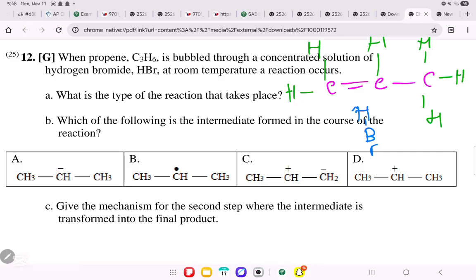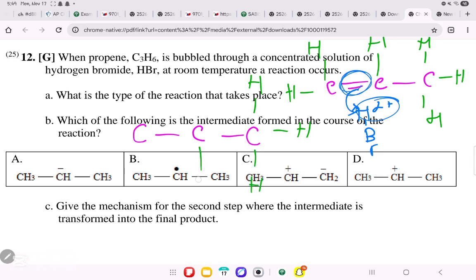HBr. The slightly positive hydrogen will be attracted by the double bond, because the double bond is nucleophilic. It has an excess of electrons, so it's nucleophilic. Whereas hydrogen, which has a lack of electrons, is electrophilic. So what's going to happen is it will be attracted to the double bond. So it will go from here to here. Then we will form a compound like this, which is C, single bond C, single bond C. And then what do we have? We have H.